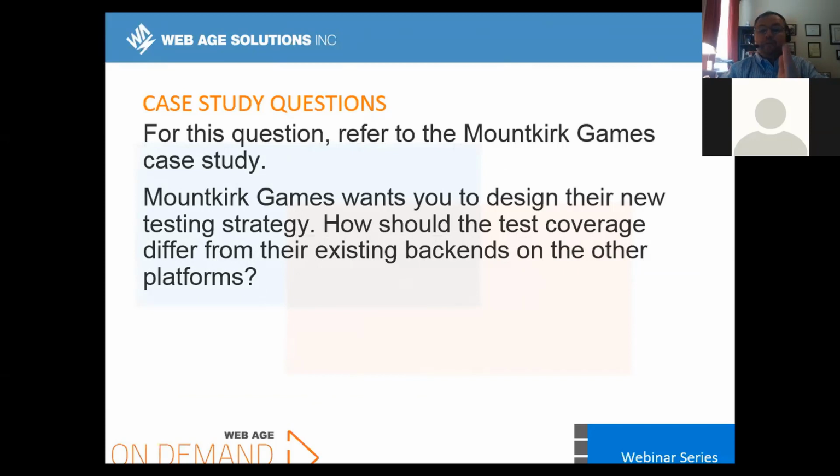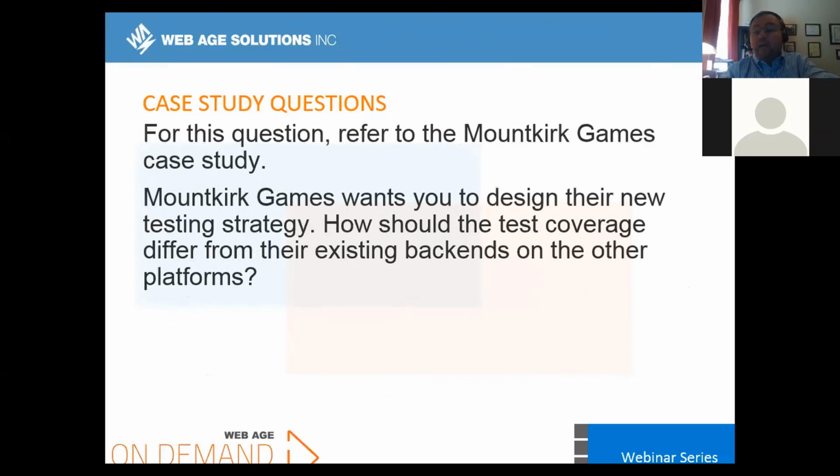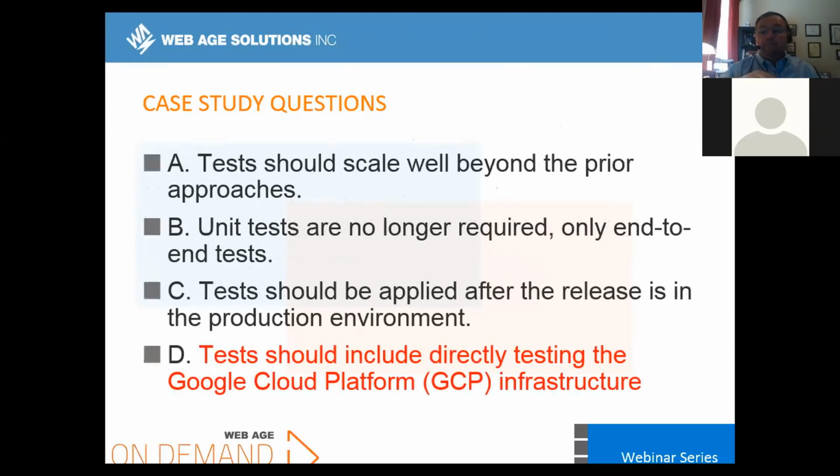This question, again, is going to refer to Mount Kirk. They want you to design their test strategy. And how do you look at the test coverage different from their existing backends on other platforms? Now, you need to go back to the case study and look at what they're doing and what they have to do to design a new test strategy. If you read the case study, Mount Kirk Games is a gaming company, very heavy in mobile, very heavy in managing themselves. But the correct answer here is that they should include direct testing on the Google Cloud Platform infrastructure.